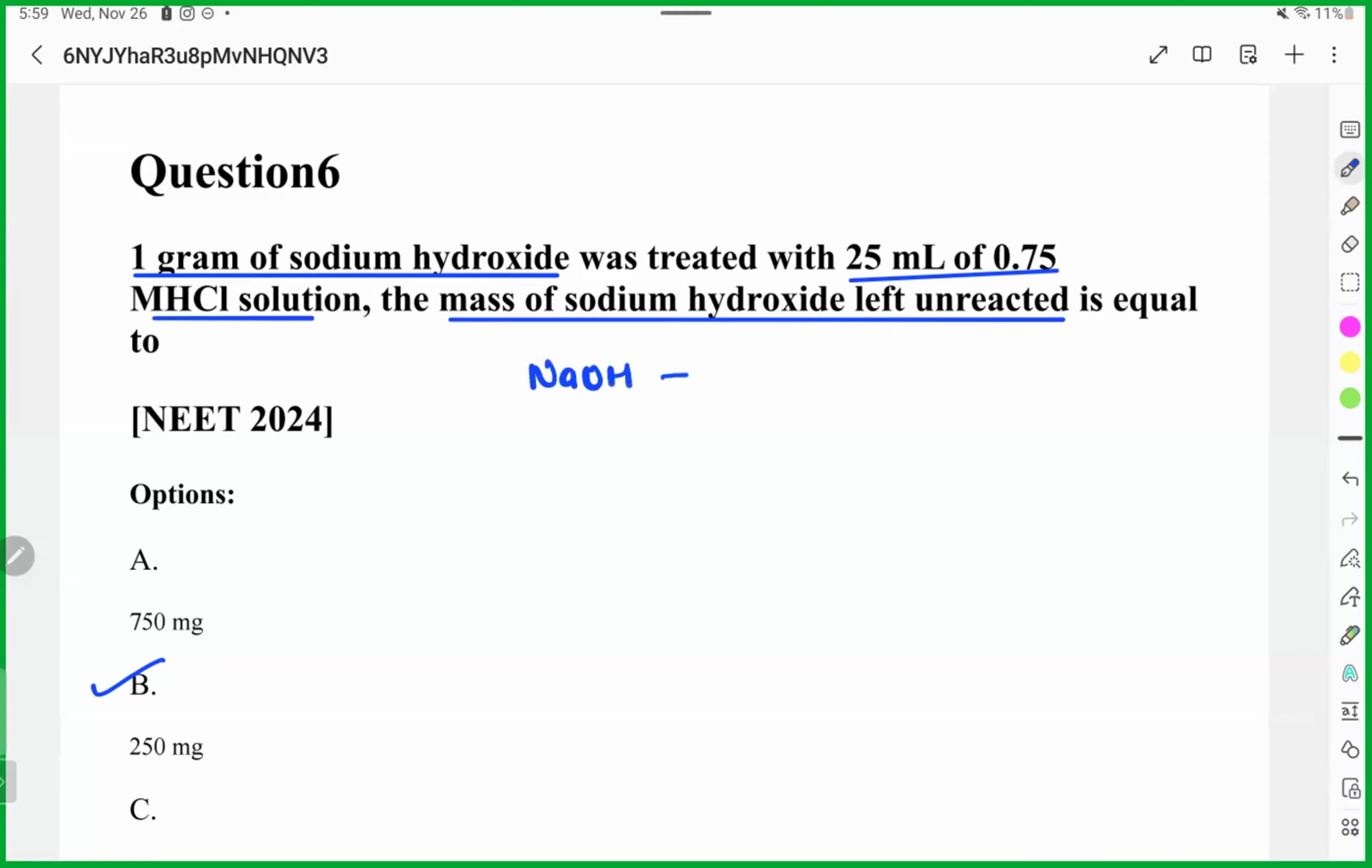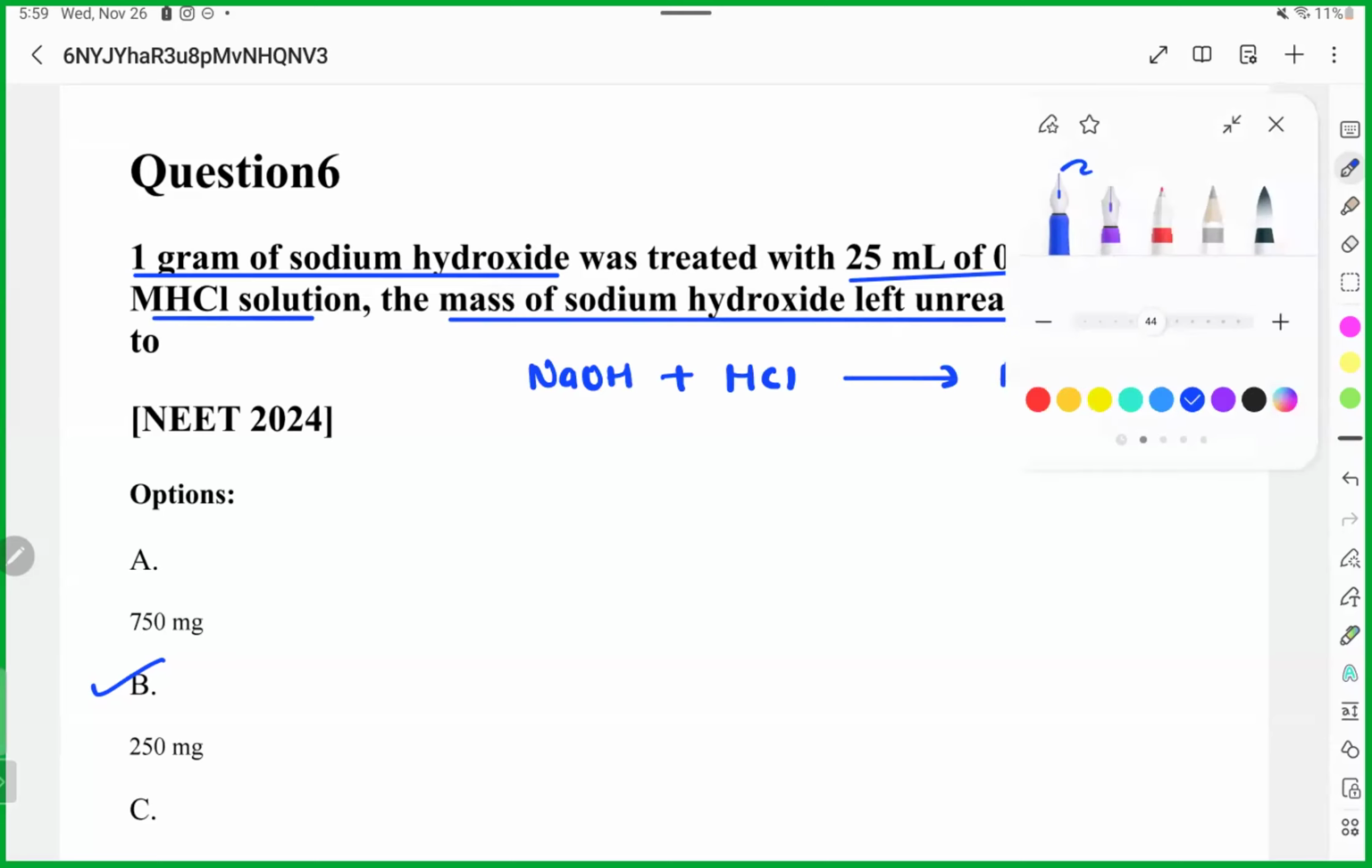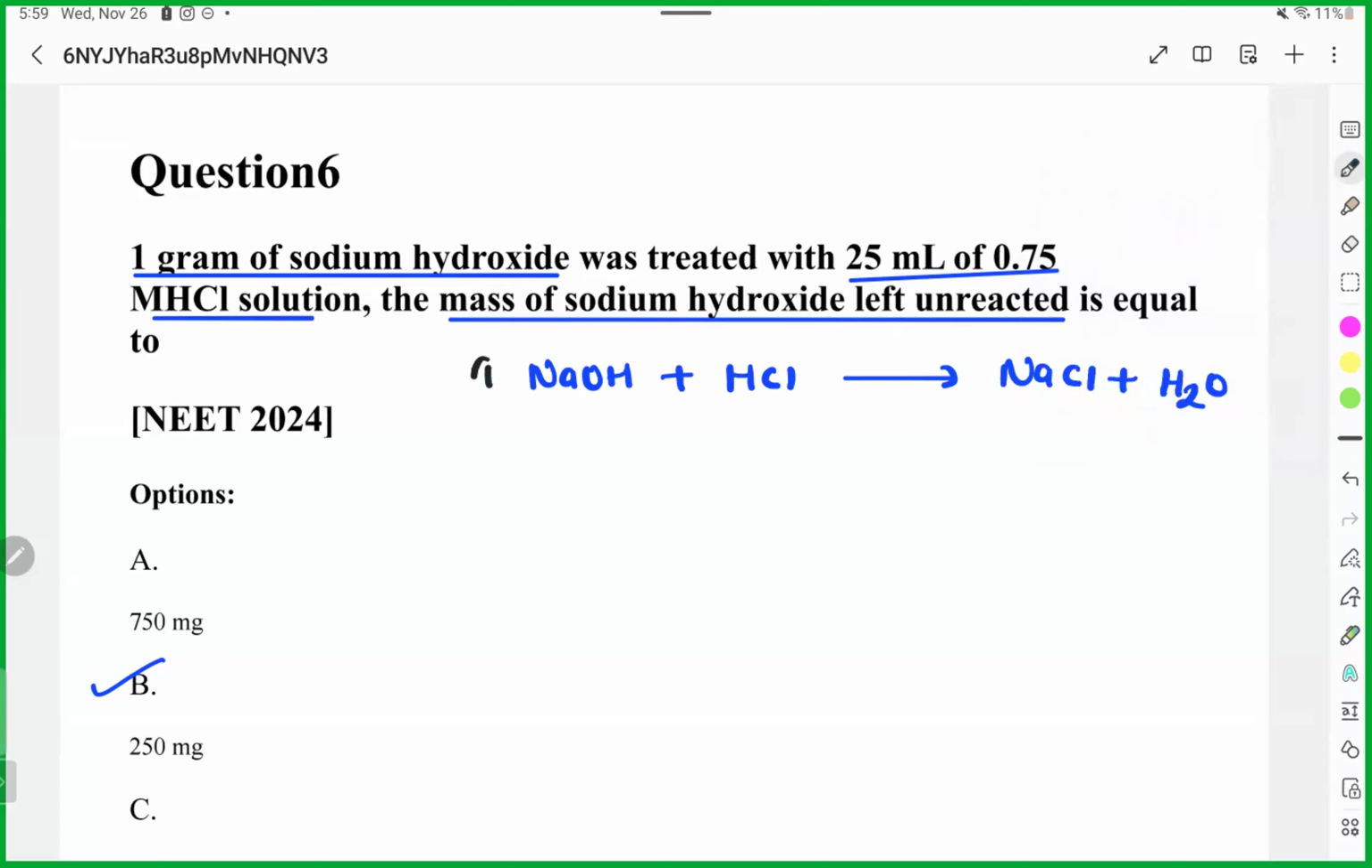So you know when NaOH reacts with HCl solution, what will be the product? Product will be NaCl and H2O. Correct? It means if you have 1 mole of this, 1 mole will form. Right? You have 2 hydrogen balanced, 1 oxygen balanced, 1 chlorine balanced, and everything is already balanced.